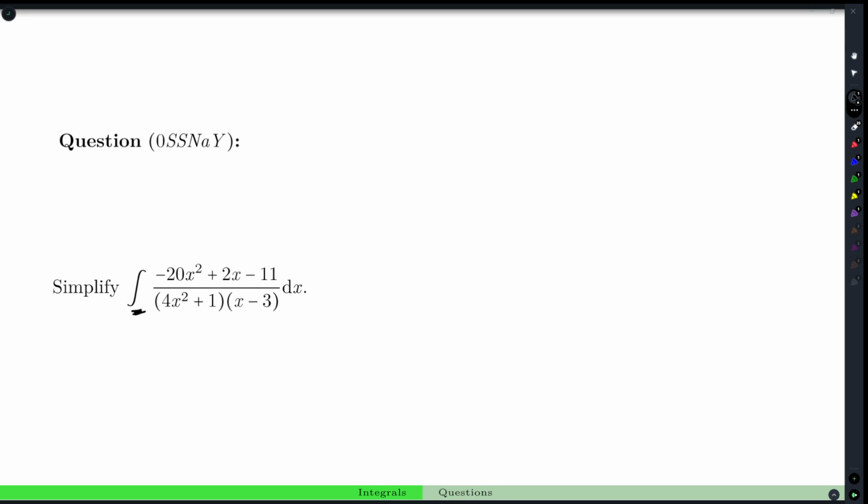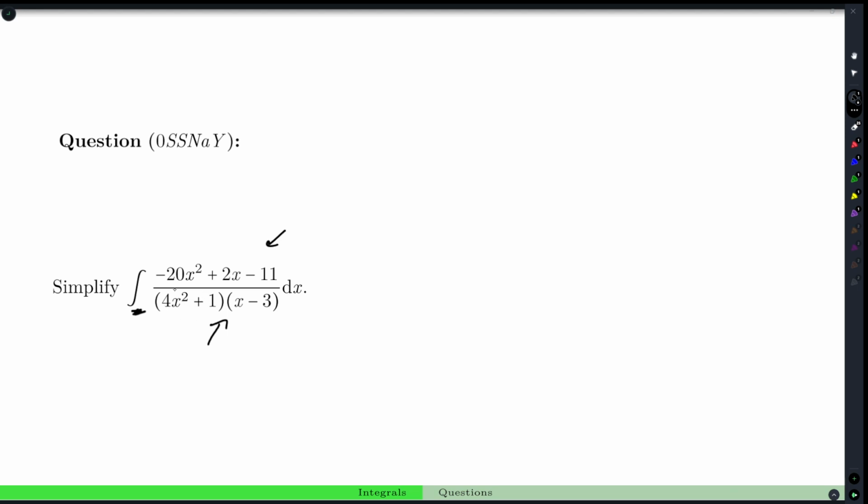Simplify the integral of a polynomial divided by another polynomial, so a rational function. We're trying to integrate a rational function here, which immediately makes me think I should do partial fraction decomposition, unless I see something very specific, maybe then a substitution might be in order. But no, partial fraction decomposition is probably the best thing to do here.